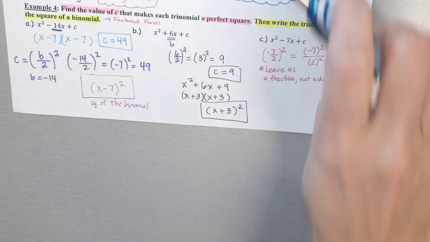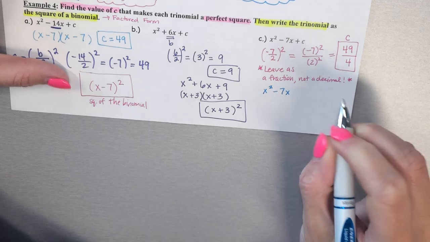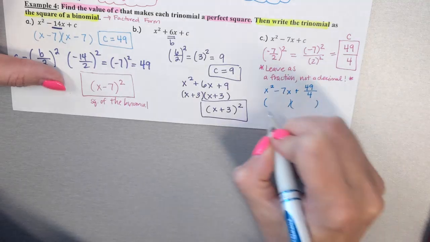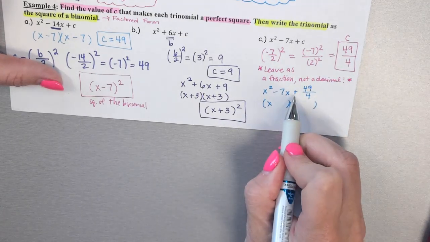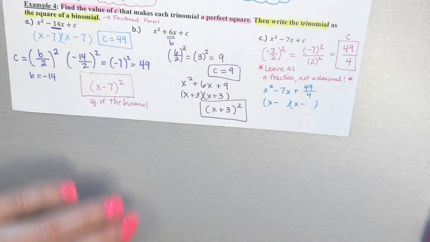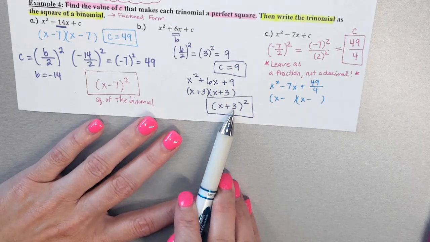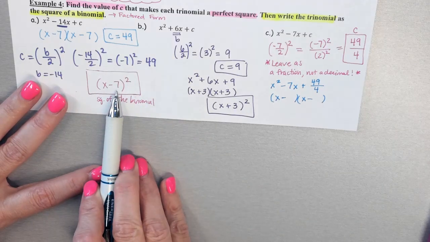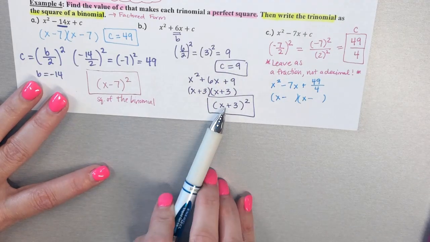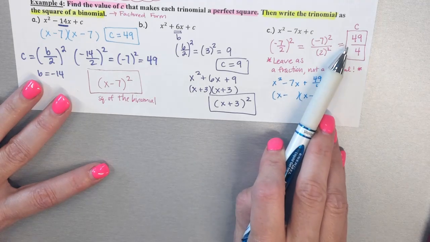When you go to your factoring, you have x squared minus 7x plus 49 over 4. So we start with x and x. This has to be a positive. This is going to be a negative. Let's look at some of these patterns. This was 9. Look what we put in here, 3. This was 49. This was 7. How can I go from 49 to 7? Square root. How can I go from 9 to 3? Square root. So to find this one, all I have to do is take the square root.